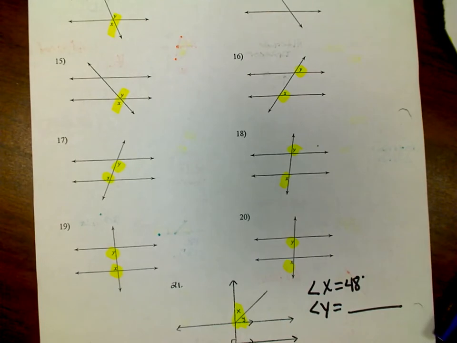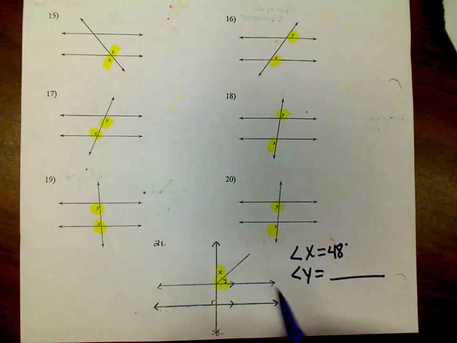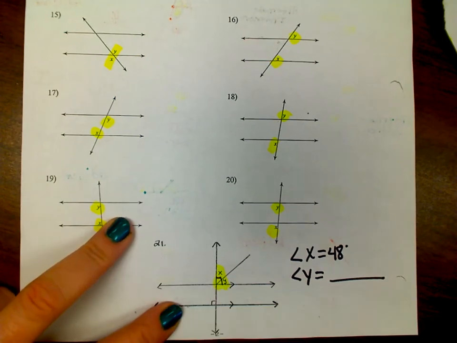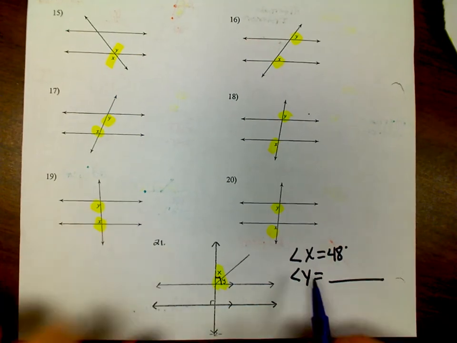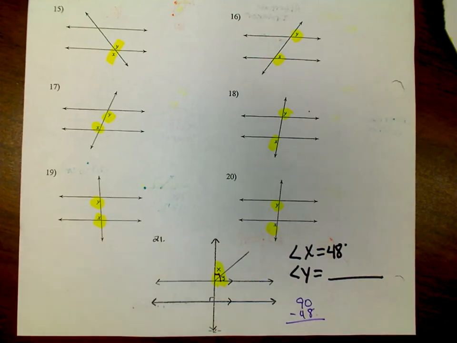And on this one down here, we know that this is a right angle, so it equals 90 degrees. And if X is 48, 90 minus 48 should give you your Y. Okay? Again, I hope this helps.